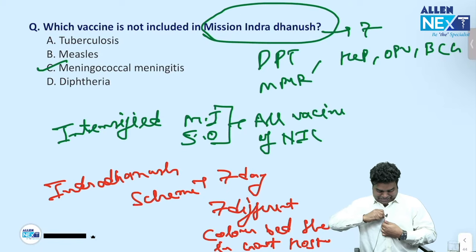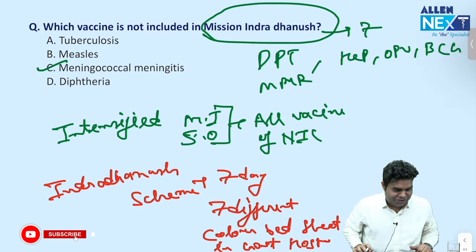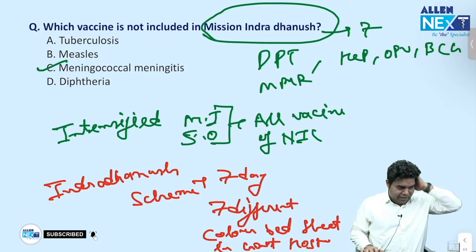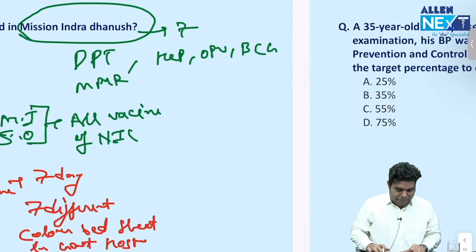So let's come here. Let's move to the next question. Very good, Jimmy Jaipurite. A scheme is 7 days, 7 different bedsheet.